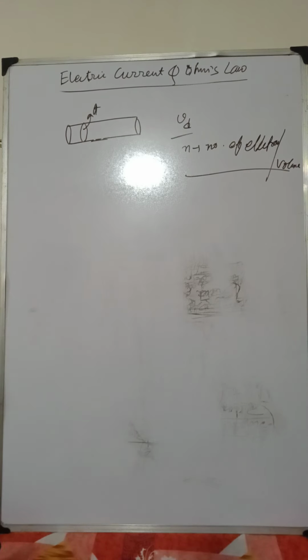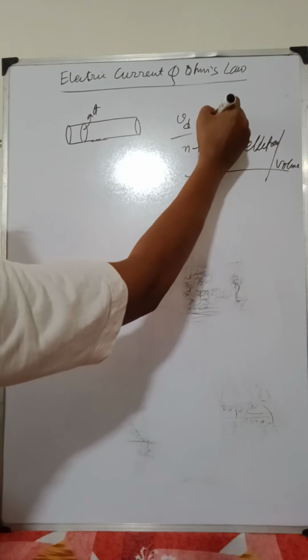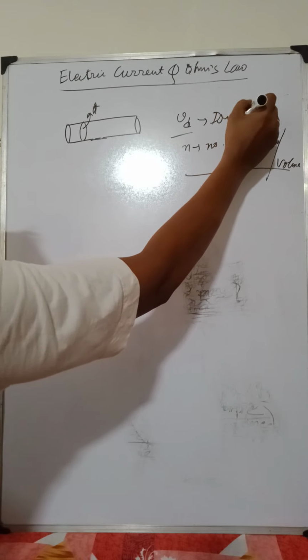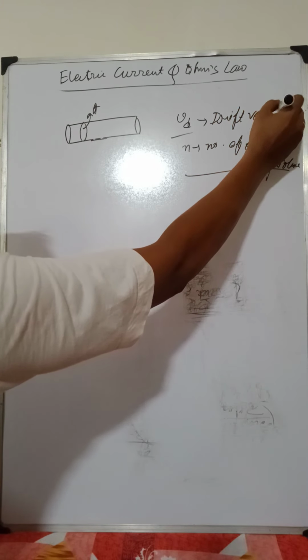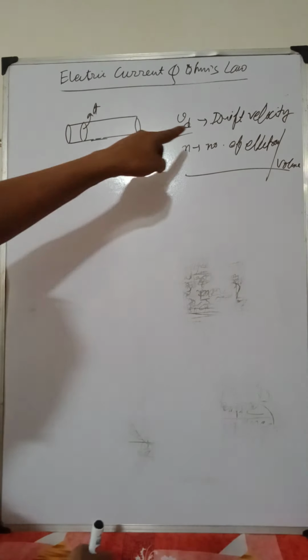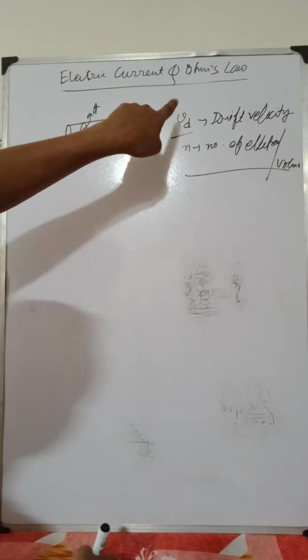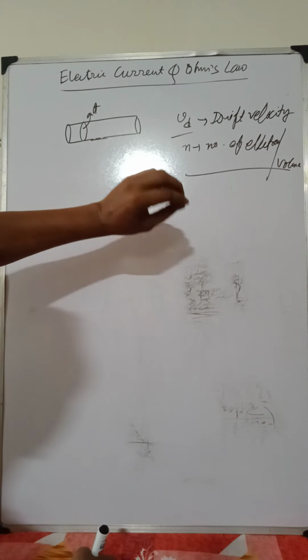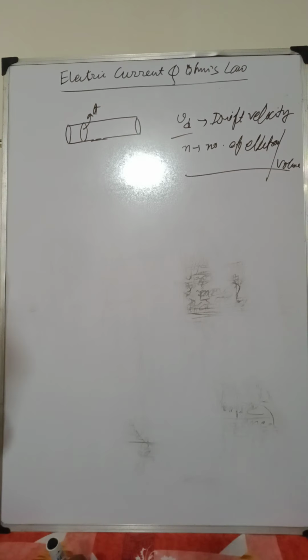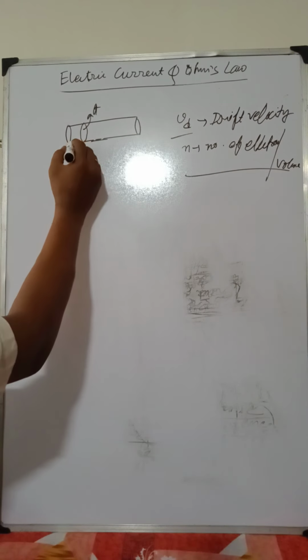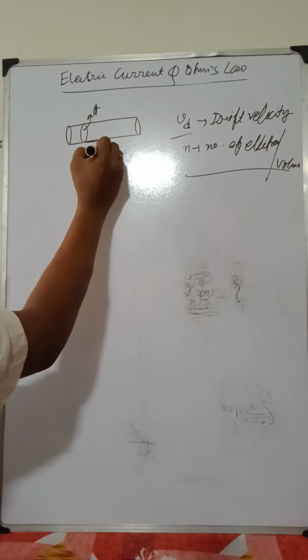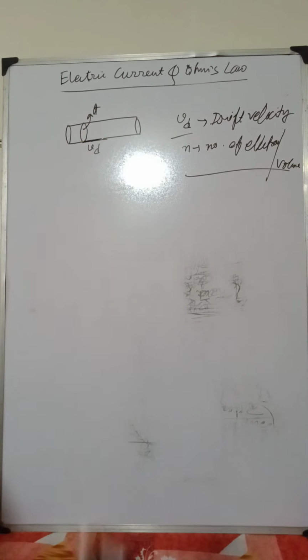See, in 1 second, the electron traverses distance Vd, isn't it? Because Vd is the drift velocity. Velocity means displacement by time. If we take the time as 1 second, the velocity will be the displacement in 1 second. So in 1 second, the electron crosses distance Vd.